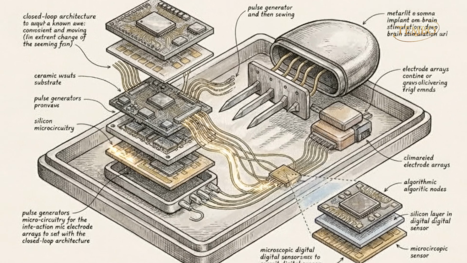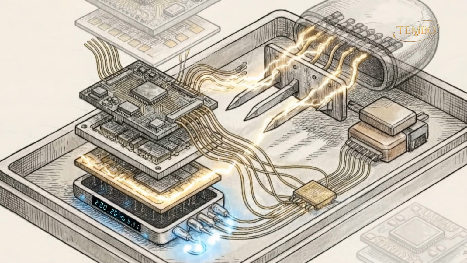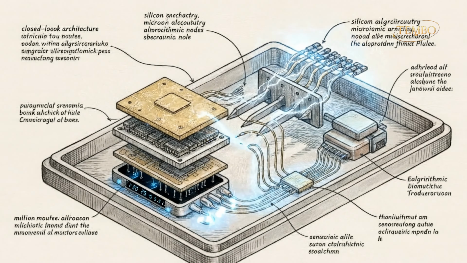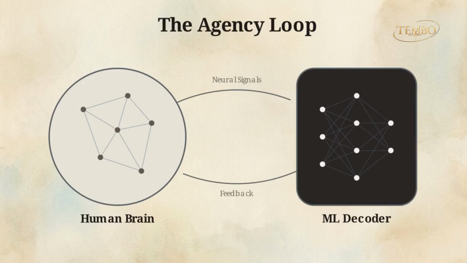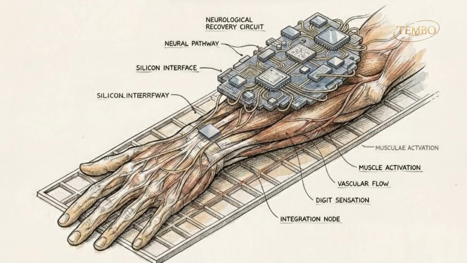To solve extraction errors, engineers deploy closed-loop adaptive systems in deep brain stimulation and motor neuroprostheses. This is the agency loop, a bidirectional optimization process. The machine learning decoder constantly recalculates its mathematical weights based on user feedback. Simultaneously, the human brain unconsciously alters its own firing patterns to make its signals easier for the machine to parse.